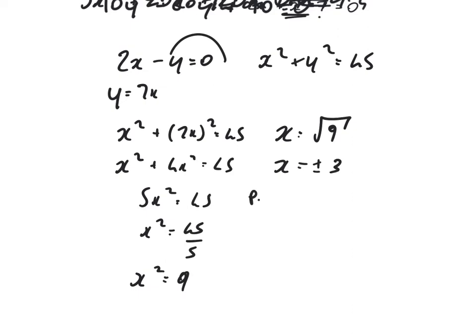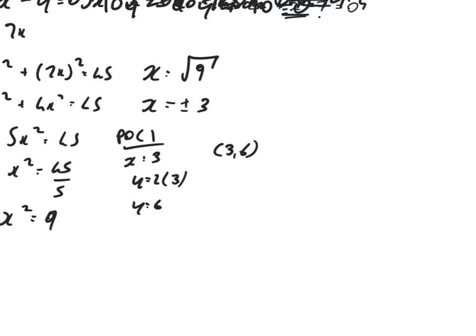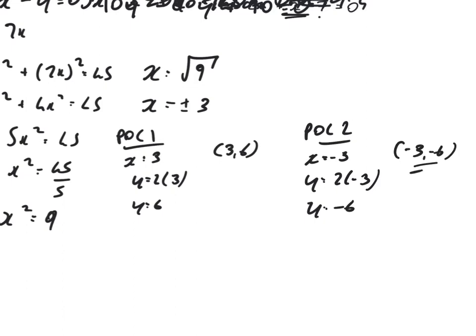Okay, so point of contact 1 then occurs when x equals 3. So that would be y equals 2 lots of 3, which is y equals 6. The point of contact is (3, 6). And then for point of contact 2, x equals minus 3, y equals 2 lots of minus 3, which is minus 6, and the point of contact is (minus 3, minus 6).